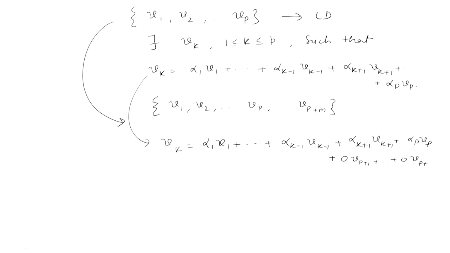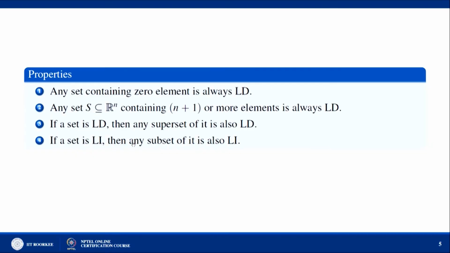That means a linear combination of the remaining vectors. So, this set will also become linearly dependent, because we have expressed one element Vk, which is in this set, as a linear combination of the remaining vectors. So, this set is also LD. We have shown that if you have any set which is LD, then any superset of this set is also LD.